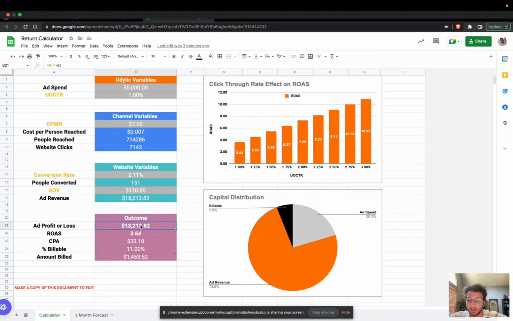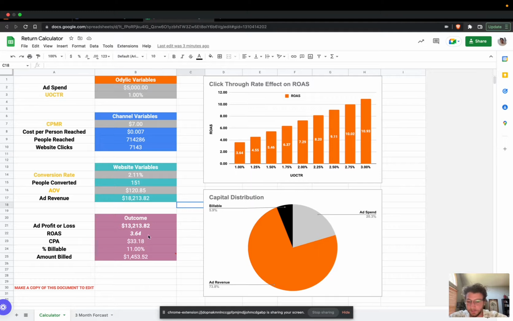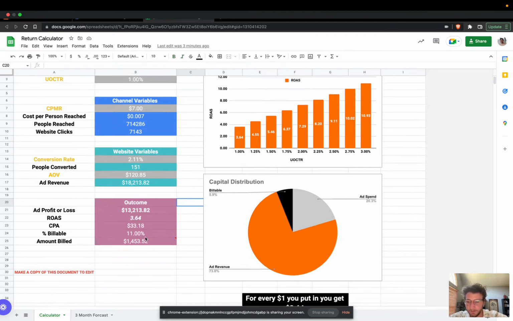Now, of course, we get into the outcomes. So your ad profit or loss, that's really simple. We just take that revenue minus your ad spend. So in this case, it'd be 13,000. And then our ROAS, of course, just the division of that, right? So 18 over 5. So that kind of gives us a good number there as far as our return on our initial ad spend. And then, of course, our cost per acquisition. So how much it costs to acquire one customer, $33 in this case, quite good.